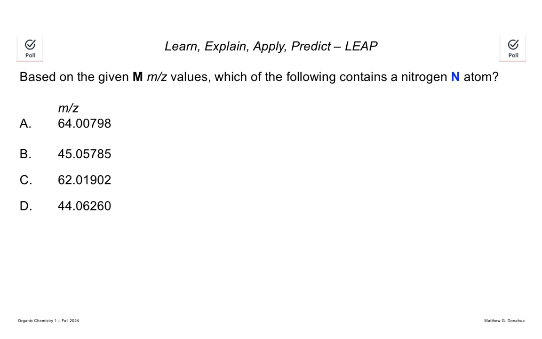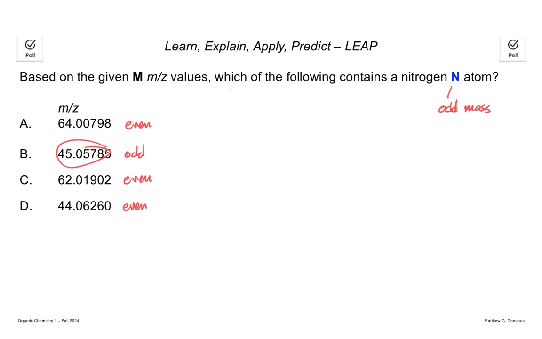Given the following values, which contains a nitrogen atom? So we're looking for an odd mass. 64 is even, 45 is odd, 62 is even, 44 is even. So our answer is B. And so just to visualize, let me explain a little bit more about the process here.